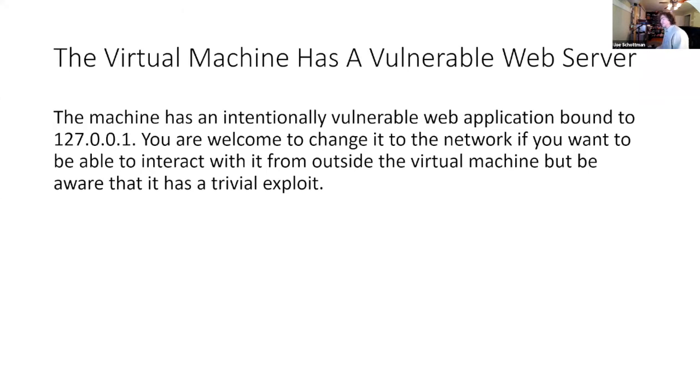So another note about the virtual machine is that it has an intentionally vulnerable web server on it, so it's easy to exploit it. It is bound, so it will only talk to connections from the localhost. If you know what you're doing, you're welcome to change the networking so that you can connect to it from a different system. But if you have any risk of a bad guy being on your network, I don't recommend doing that.